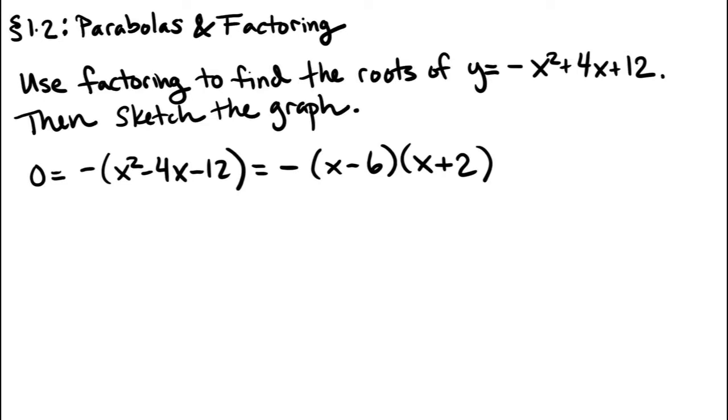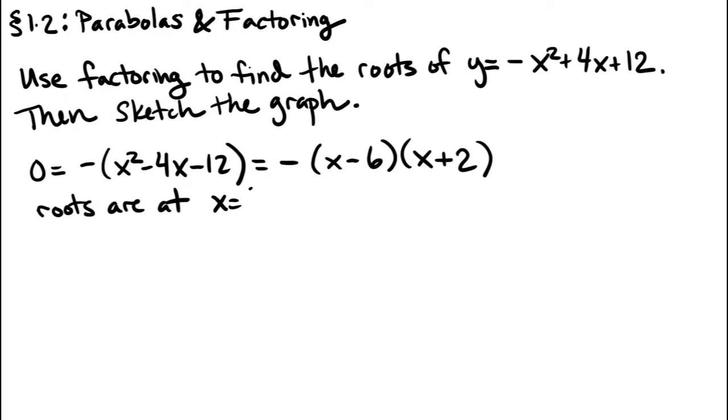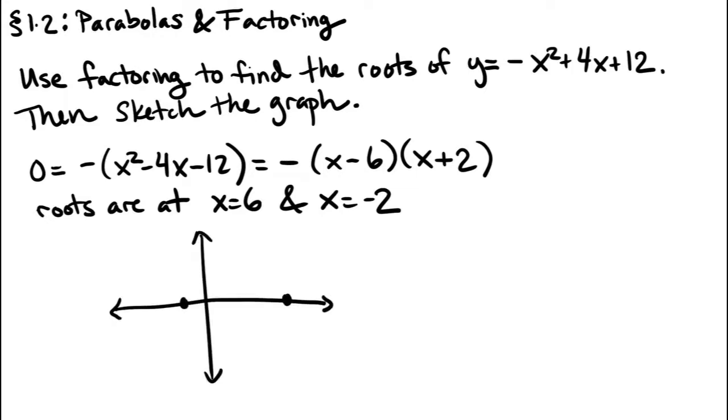You should have gotten that 0 equals negative x minus 6 times x plus 2. That means that the roots are at x equals 6 and x equals minus 2. So when we go to sketch the graph, we already have 2 points. Additionally, since the leading coefficient is negative, we know the parabola is going to open downwards.